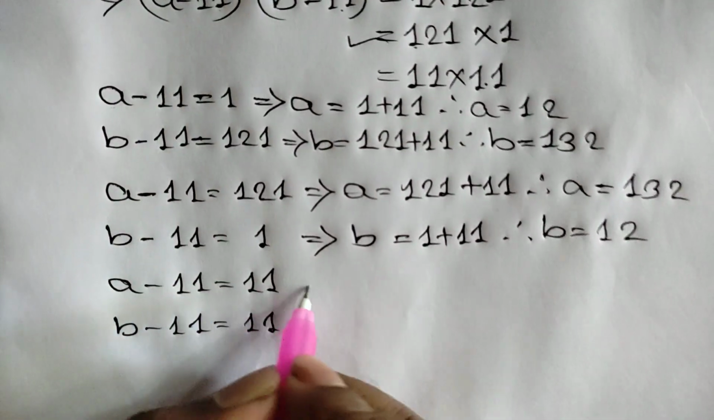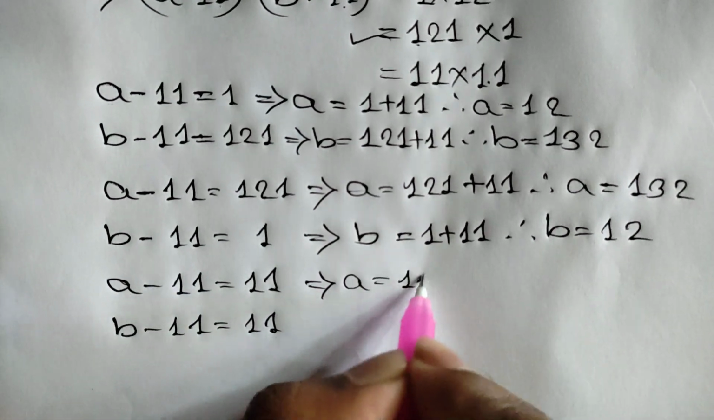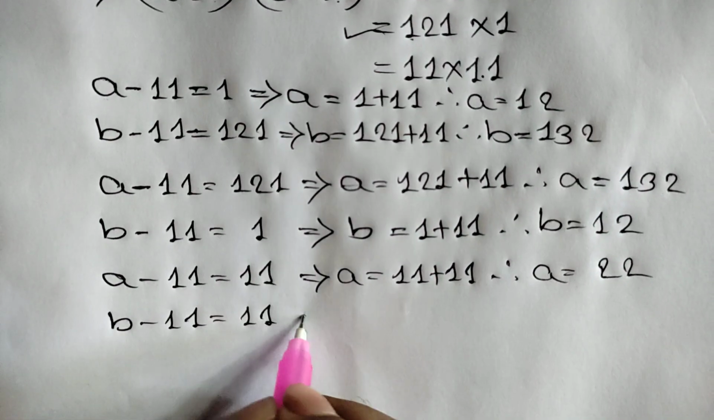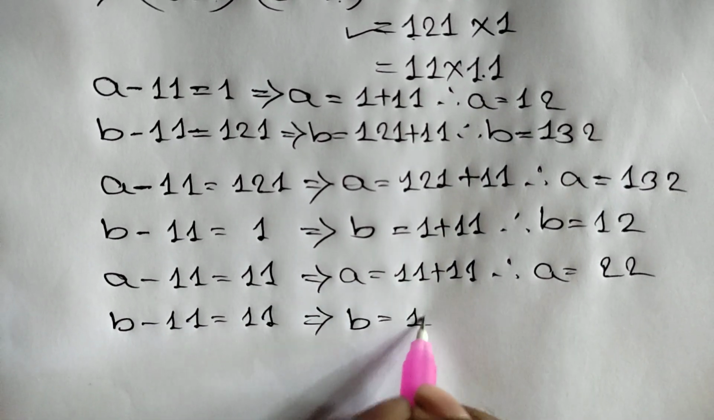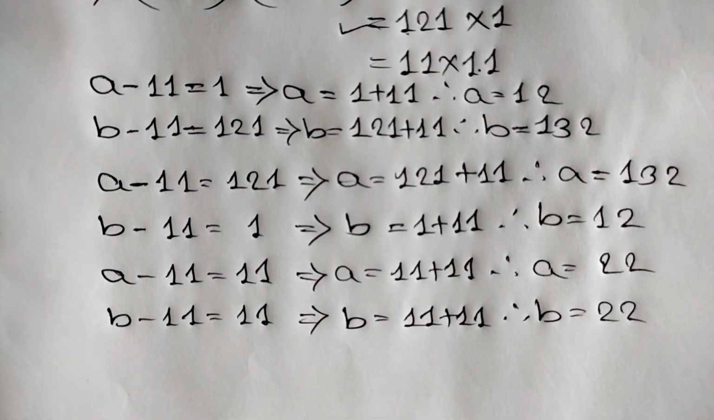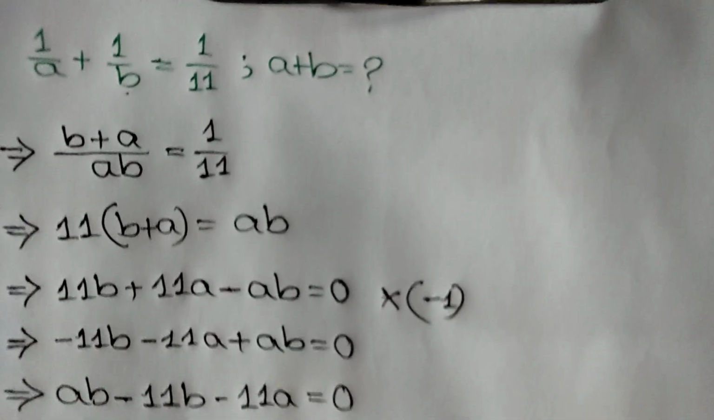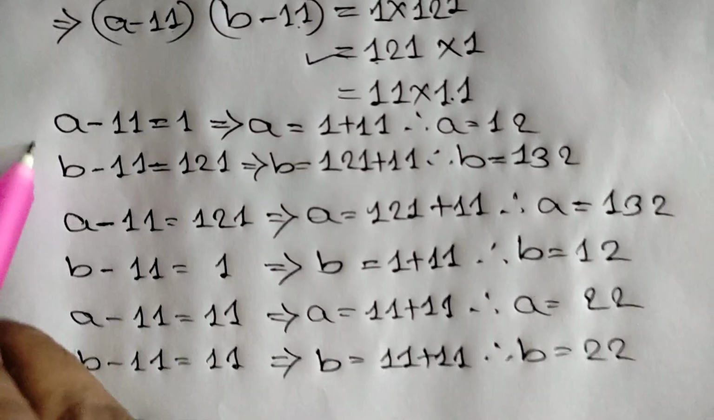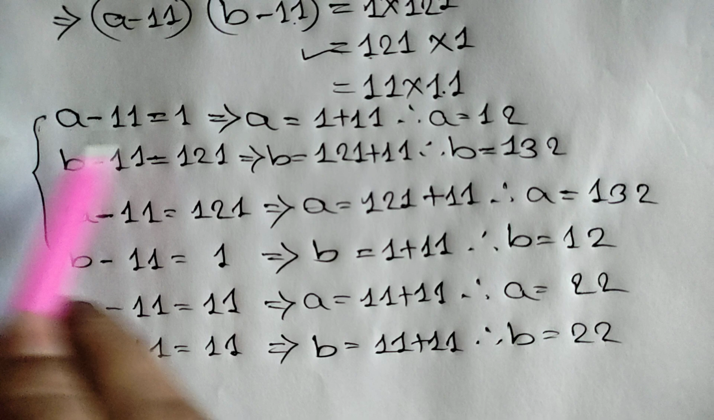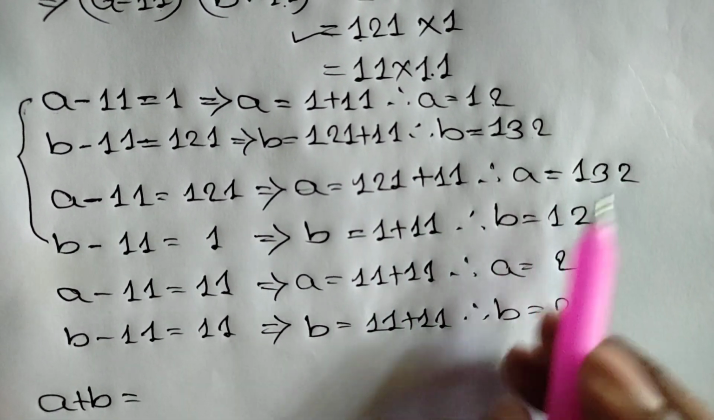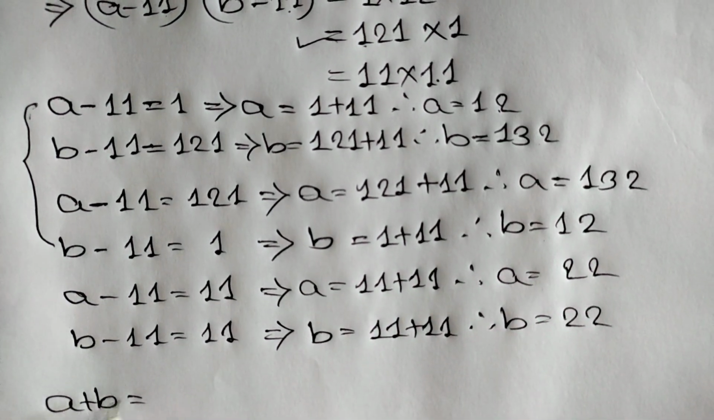Now here we can write a is equal to 11 plus 11, so a is equal to 22, and b is equal to 11 plus 11, so b is equal to 22. Now we need the value of a plus b. Now attention here: in these two cases, when a is equal to 12 then b is equal to 132, and when a is equal to 132 then b is equal to 12, so a plus b is the same.